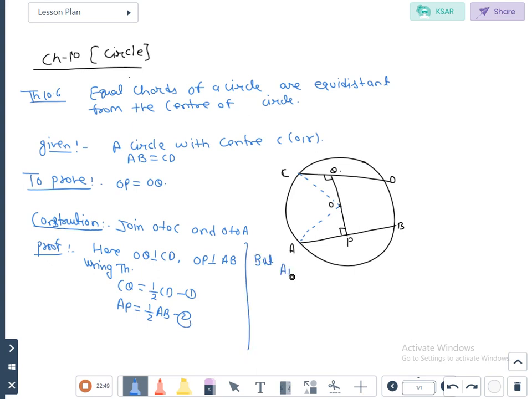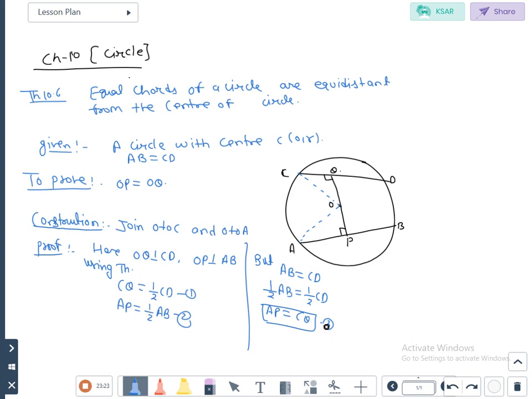But what is given to you here, AB is equal to CD. It is given that chords are equal. AB is equal to CD. So half of AB is also equal to half of CD. From equation first and second, what is the value of half of AB? AP. What is the value of half of CD? That one, CQ. That is relation number 3.